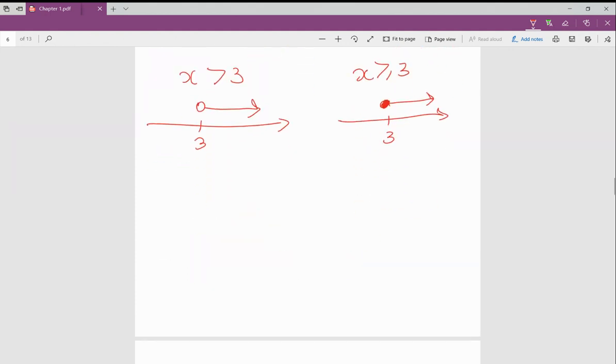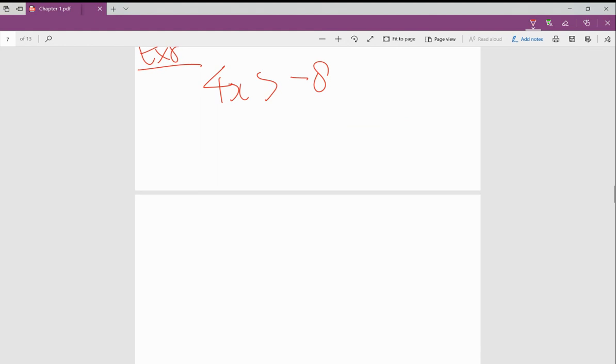Okay, I'll just go through one example so that you know. Example 8. 4x is greater than minus 8. Can you try and solve this by yourself? So what you do is divide both sides by 4. So x is greater than minus 8 over 4. So you get x is greater than minus 2. Remember, I don't change the sign now because I divided by 4. I did not divide by a negative sign. I divided by a positive 4.